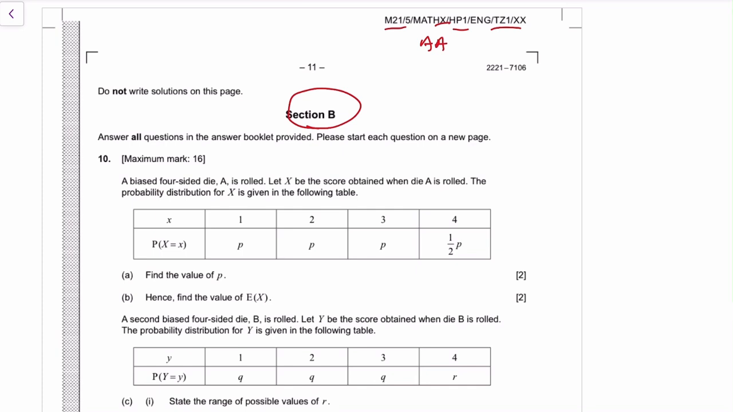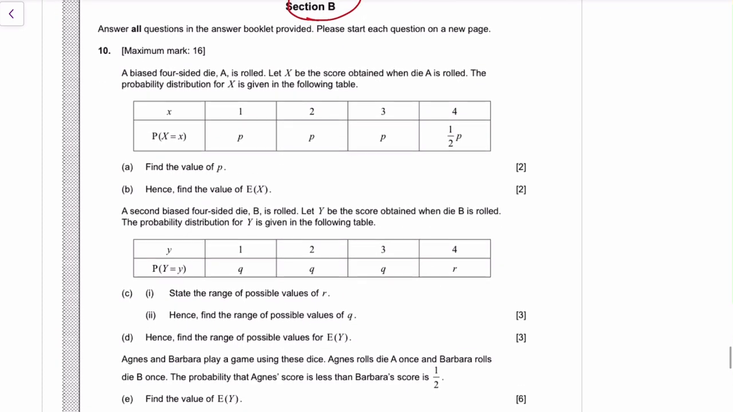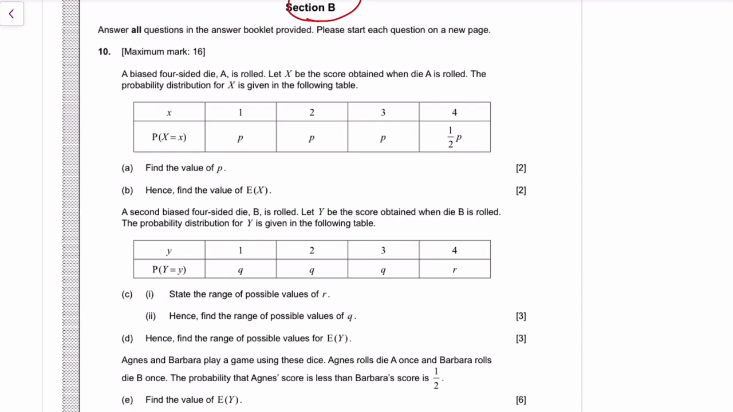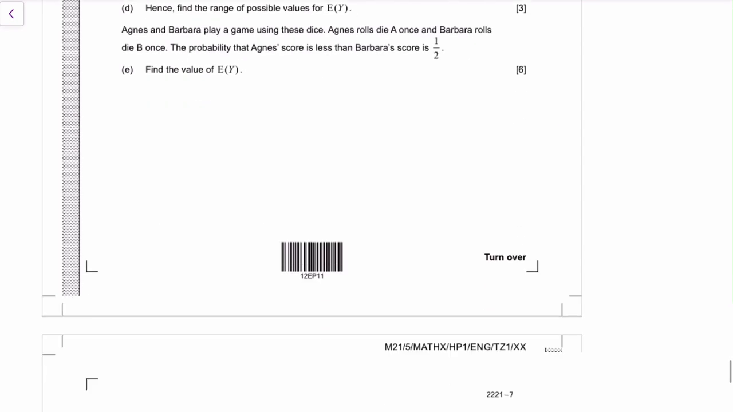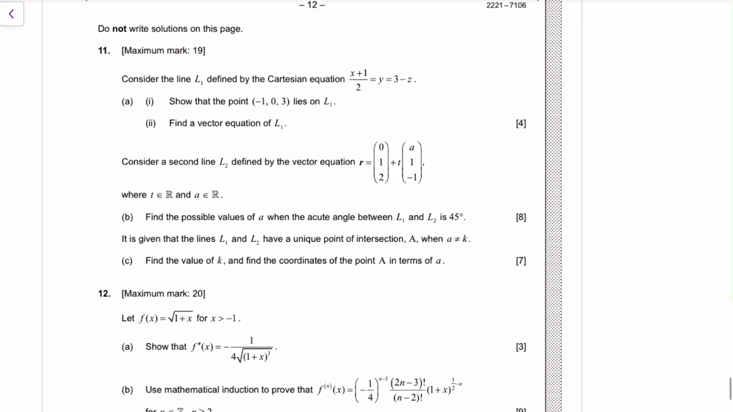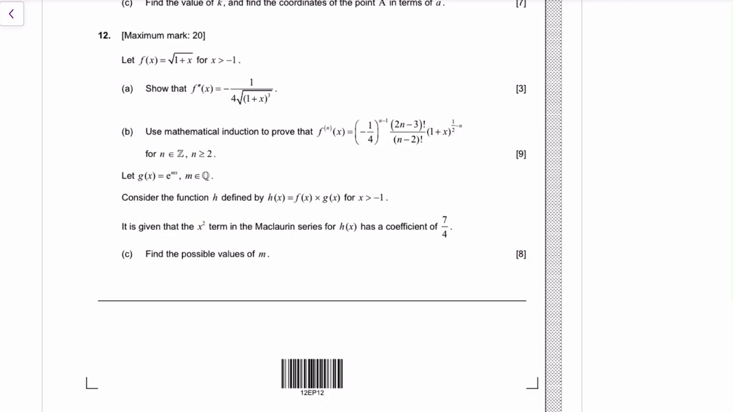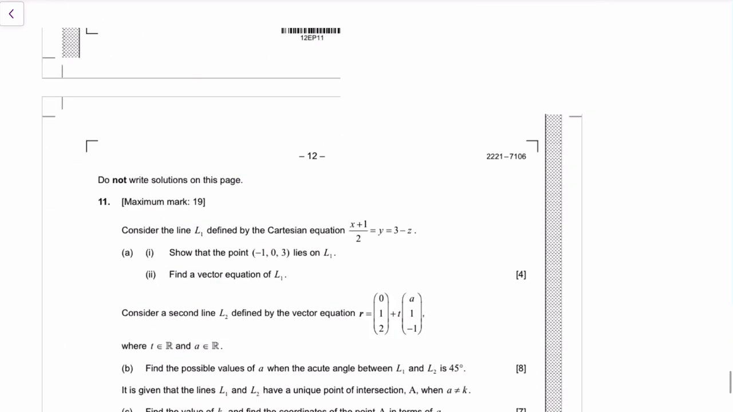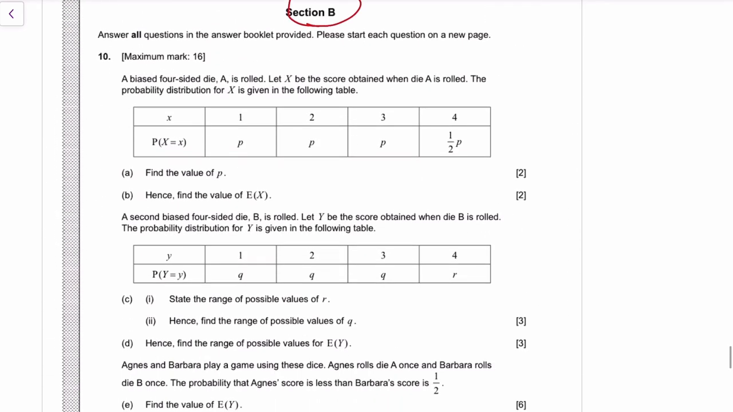Again, we highly recommend you to try the questions before going through the solutions. But in case you have no way of finding the paper, you can take a screenshot right now. This is question 10 of section B, 11, and 12. That's it. Okay.